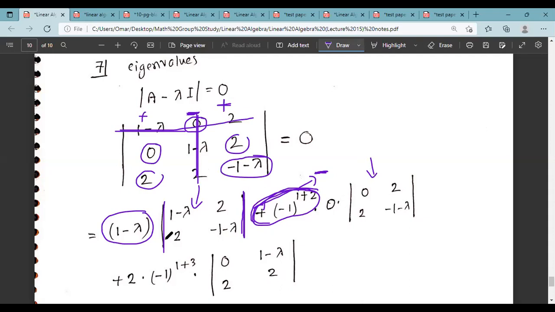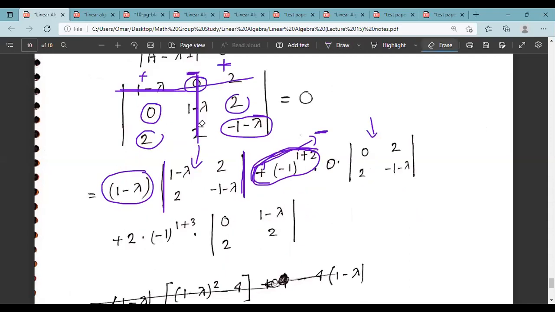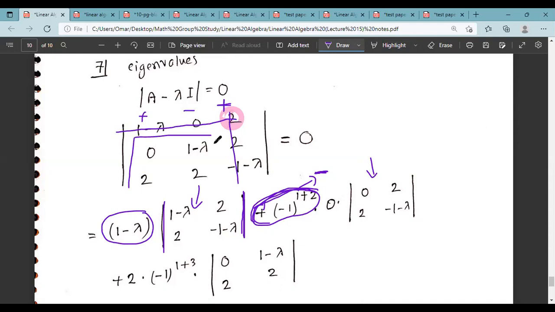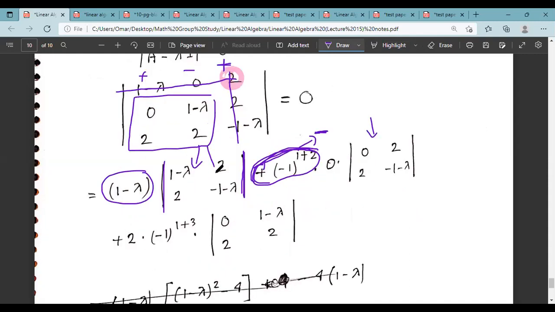And then for the third entry, this is our third entry. So we just cancel out this row and this column. So we get 0, one minus lambda, and 2, 2. So I have written here, okay, you can see here, 0, one minus lambda, and 2, 2.